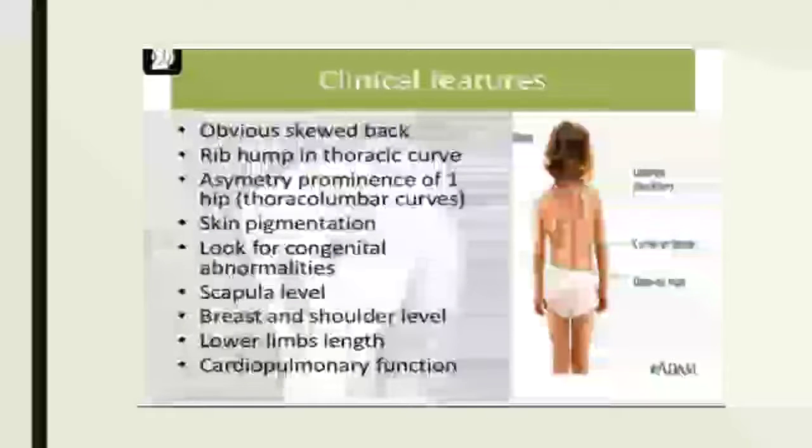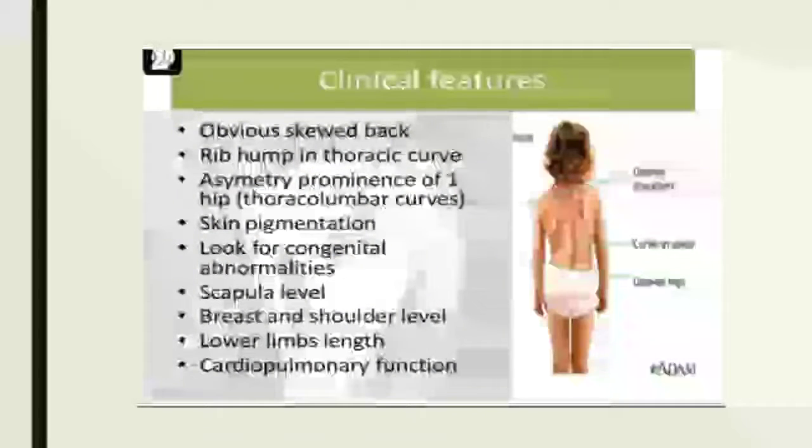Clinical features: obvious skewed back, rib hump in thoracic curve, asymmetry, prominence of one hip, thoracolumbar curves, skin pigmentation.